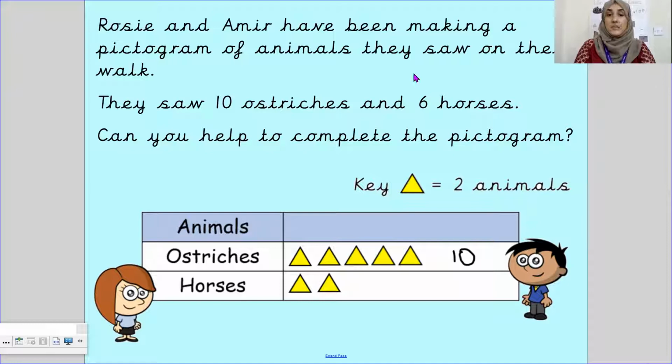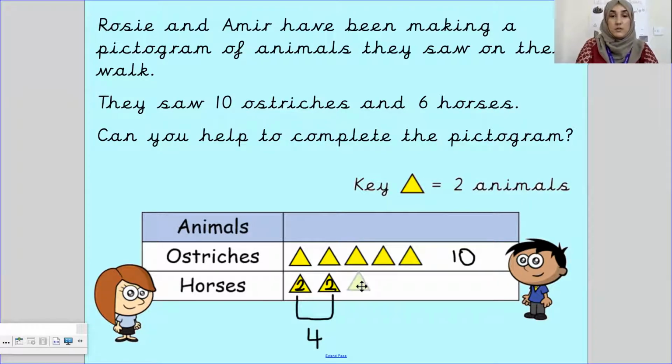Okay, now how many horses did they see all together? 6. How many have they drawn so far in their pictogram? Well done, they have 4 so far. So how many more triangles do I need? Do I need 1 or 2 more? Show me your fingers. Ooh, some of you have said 2 more. I need 1 more because each triangle represents 2. So that's 2 and that's 2. If I count, I've got 2, 4 here. So these 2 make 4. I need to get up to 6. So I need to add on.